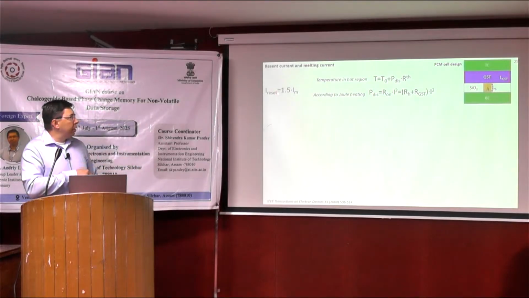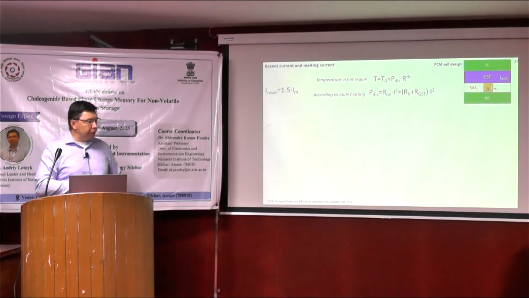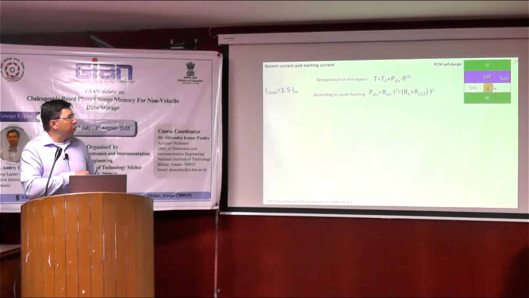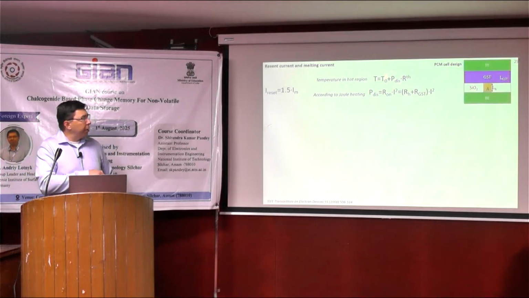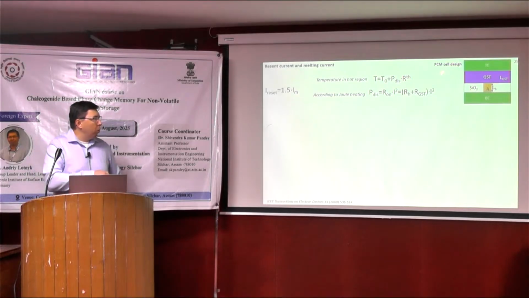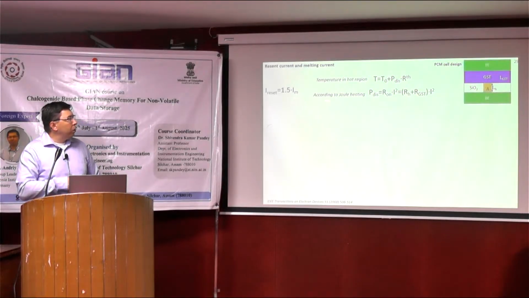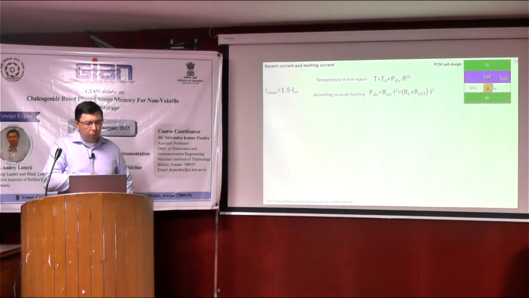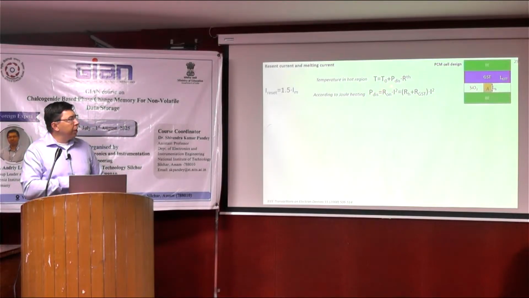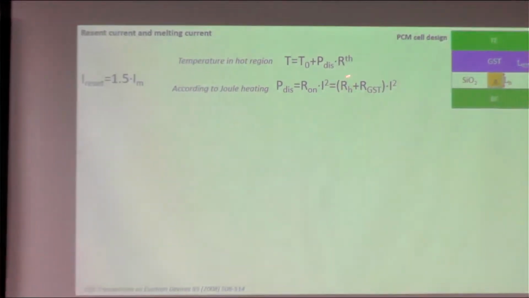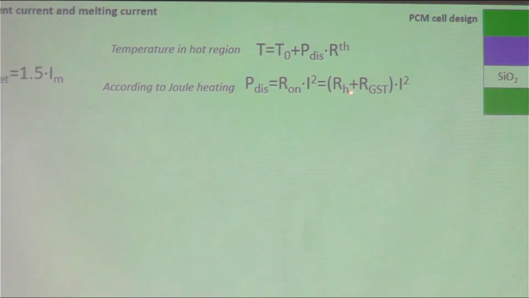So the reset current in PCM is defined as about 1.5 times the melting current, and the temperature in the hot region is given by T equals T0 plus the power of dissipation times the thermal resistance of the system. According to Joule heating, the power of dissipation equals R on times I squared, and this R on is equal to the resistance of the heater and the resistance of GST, multiplied by I.